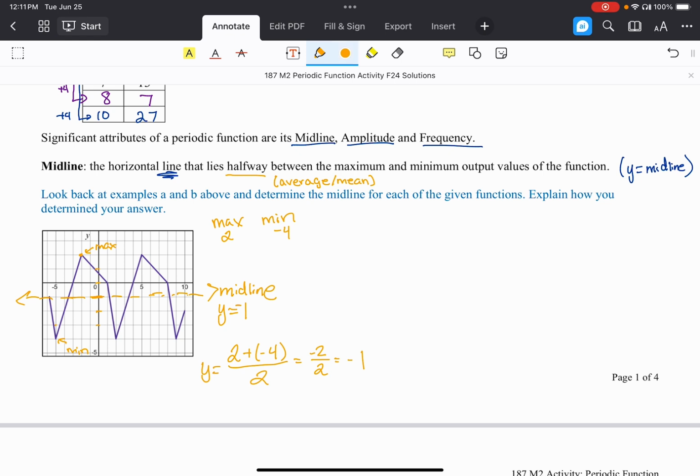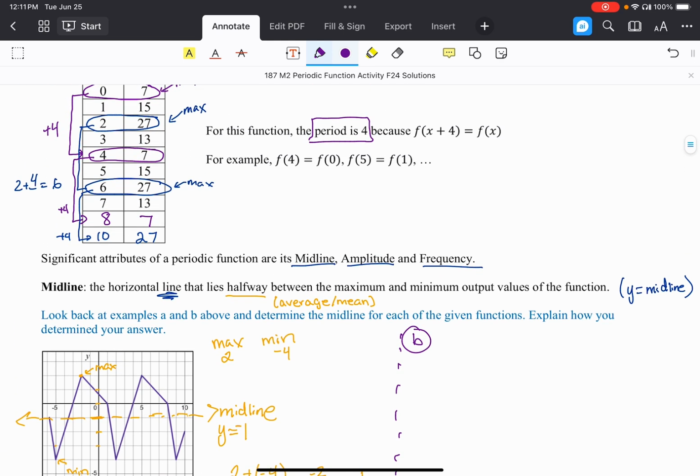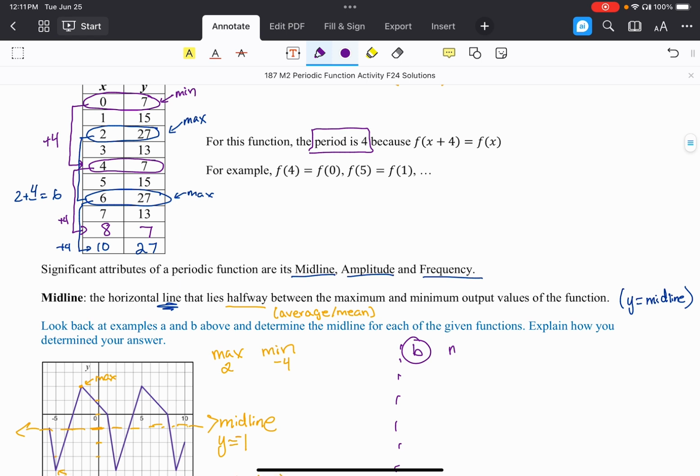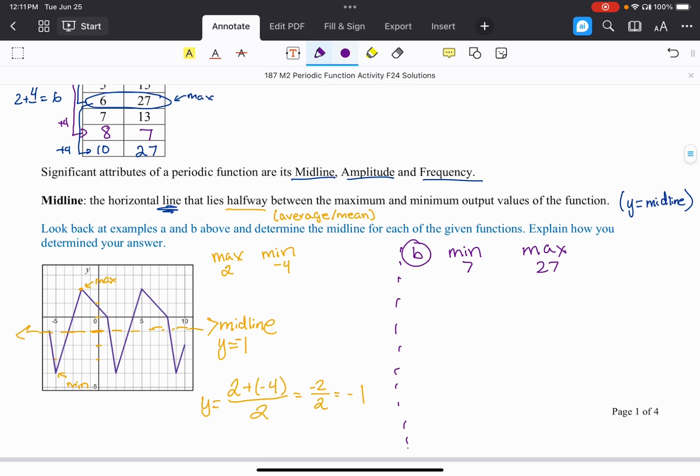All right, so we can use that idea with our table, part B question. If I go back up really quickly, remember we identified the min value was 7 and the max value was 27. If I wanted to find the mean value between the two, I would do 27 plus 7 divided by 2. 27 plus 7 is 34, and 34 divided by 2 is 17. So that's one way to just use numbers.